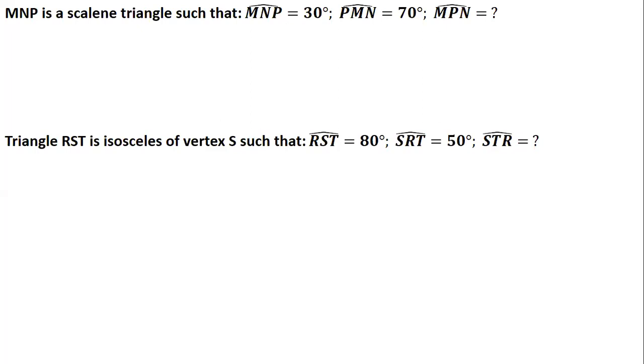Maya? Yes, miss. So here we have a scalene triangle. We have 3 angles. 1 angle is missing. When we have a scalene triangle with 1 missing angle, we start from the sum of angles in a triangle equal to 180 degrees, right? Yes. Okay, tell me, which angles do we add? Say the name of the angles. They are written in front of you. MNP plus PMN plus MPN equals 180 degrees. Yes, so we add the angles.